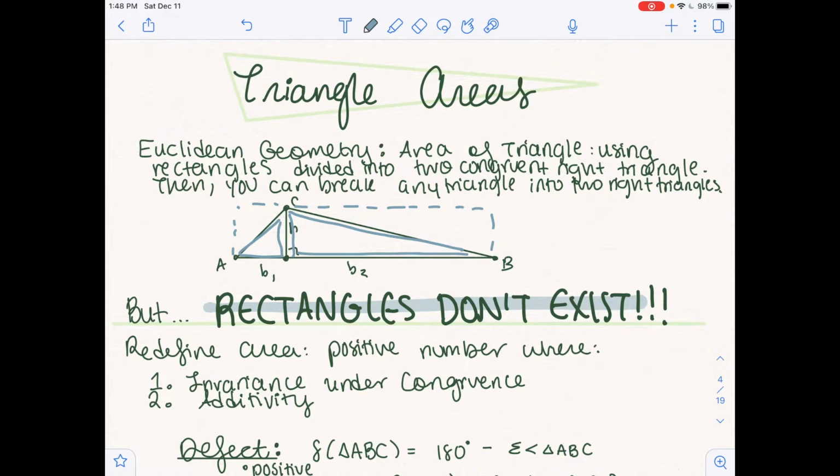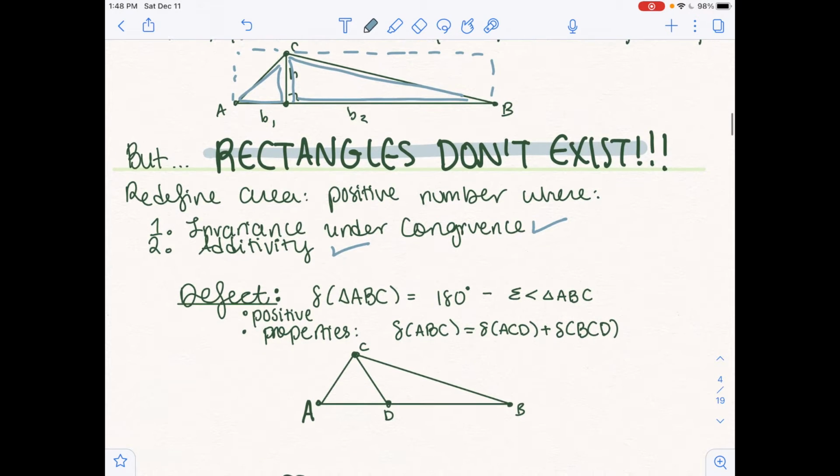Now we see area as a positive number with invariance under congruence and additivity holding. To get a more concrete definition, though, we need to introduce delta. We define the defect delta of a triangle to be the positive value left over when subtracting the sum of a triangle's angles from 180, as we know that in a hyperbolic geometry, the sum of a triangle's angles is less than 180 degrees. In this definition, it's proven that delta for one large triangle is equal to the sum of the deltas for the smaller triangles that make it up.